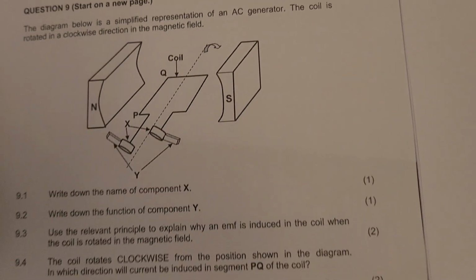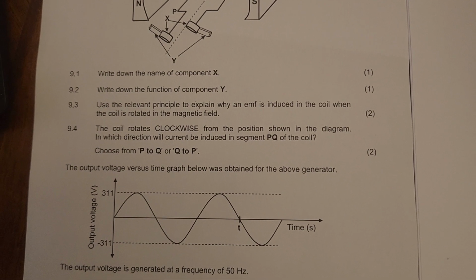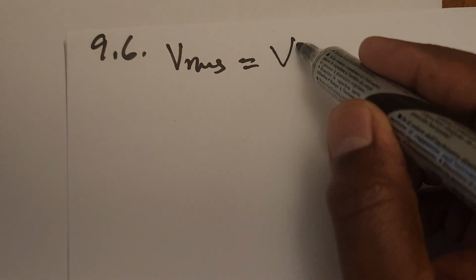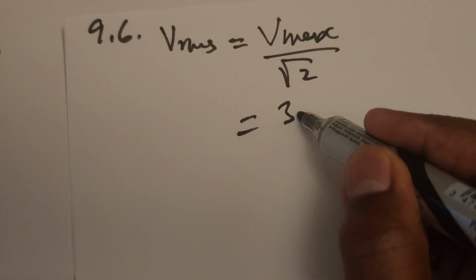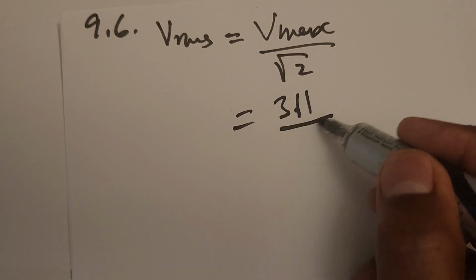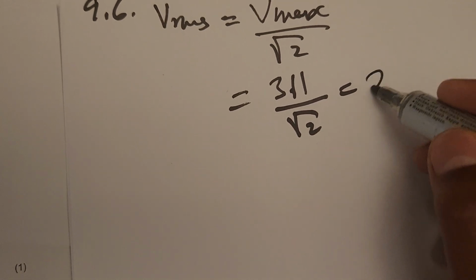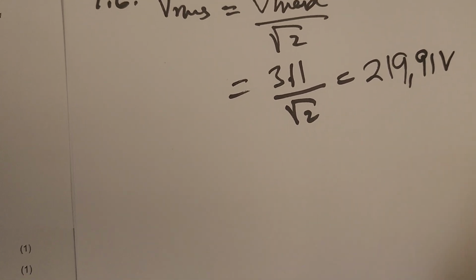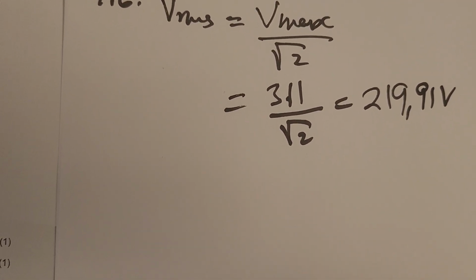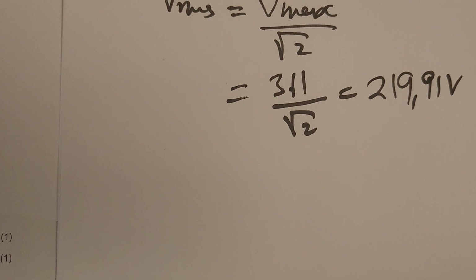Convert, change the output to VRMS. So the output is in Vmax. Therefore, VRMS equals Vmax over root 2. Therefore, this will be 311 over root 2, which is the same as 219.91 volts. That is the VRMS voltage that we can use. Now, with the VRMS and the resistance, we can calculate the energy dissipation.